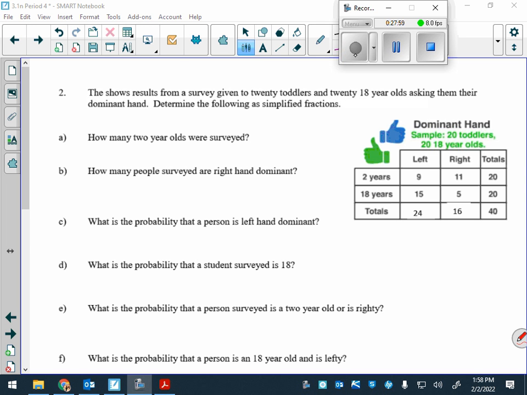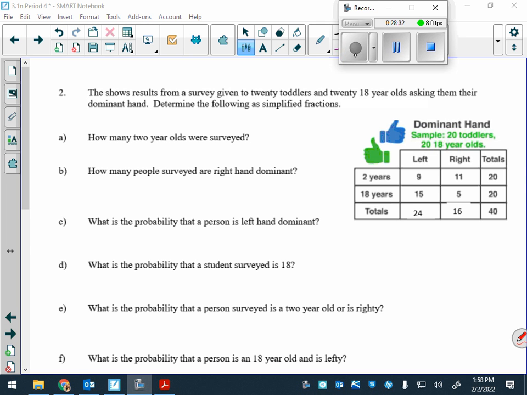So, 2B, it's just asking how many people are right-hand dominant. So, how many people? 16. Then, 2C, what is the probability that a person is left-hand dominant? Someone who is not up here. Rosanna. 3/5. Good. Okay. What is the probability that a student surveyed is 18? 1/2.